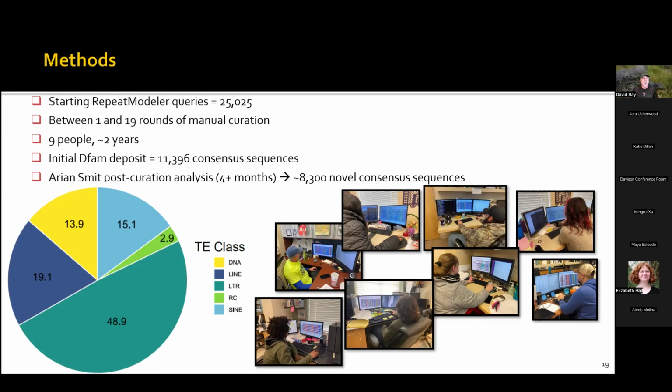And we spent a whole lot of time looking at screens and curating these TEs manually. It took a very long time, between 1 and 19 rounds of curation, depending on what species that person happened to be working on. And we ended up, after doing this and after corresponding with several others, with 8,000 novel consensus sequences that nobody had ever seen before in mammals. Most of them were LTR, some of them were lines, some of them were DNA transposons, and so on and so forth. But there were a buttload of them, and we were able to get that done.